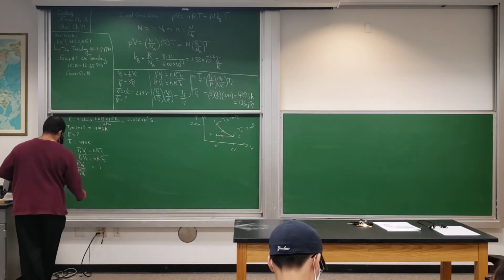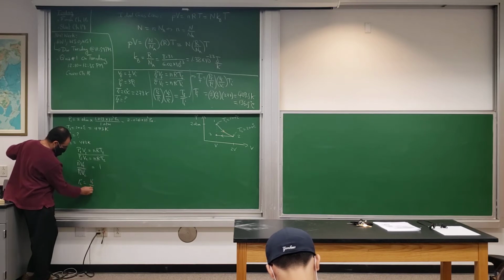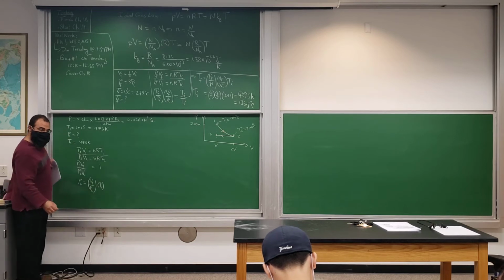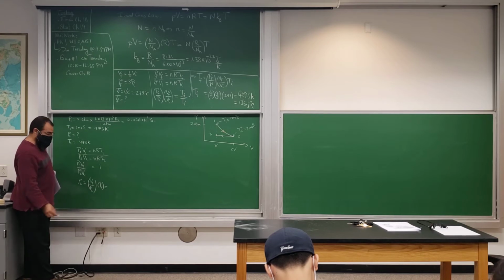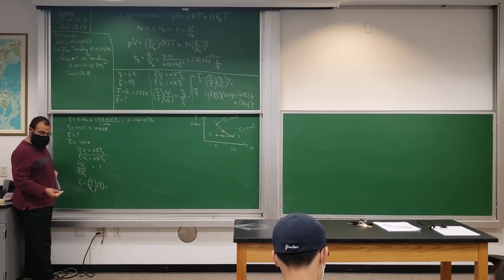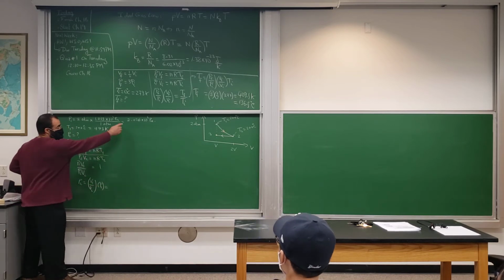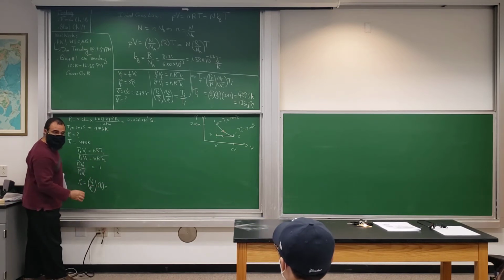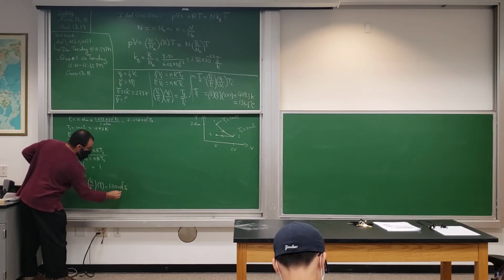So let's solve for P2. P2 will equal V1 over V2 times P1. And so V1 over V2, what is V1 divided by V2? 1/2, right? And half of P1 is half of this number, so it's 1 atmosphere, or 1.013 times 10 to the 5th pascals.